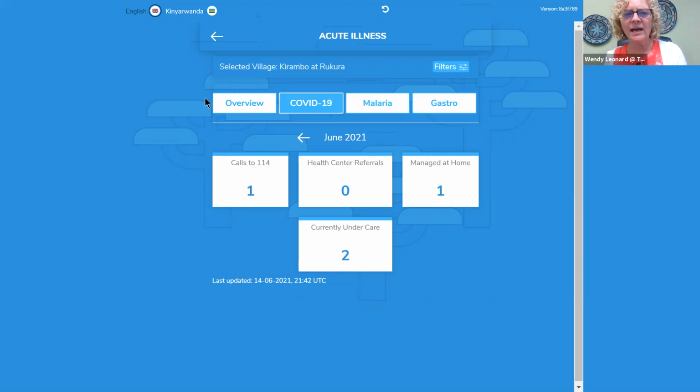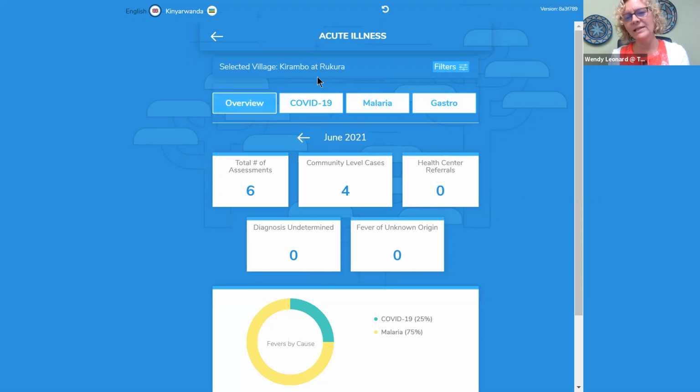We will usually have a section on respiratory infection, but because of COVID-19, anyone with respiratory acute illnesses are categorized at the community level as COVID-19 suspects, unless there is another explanation.